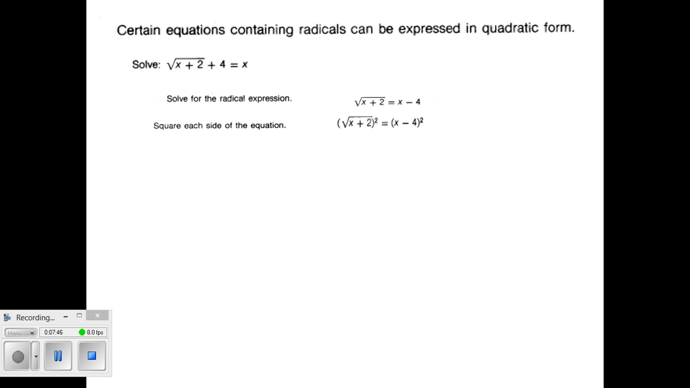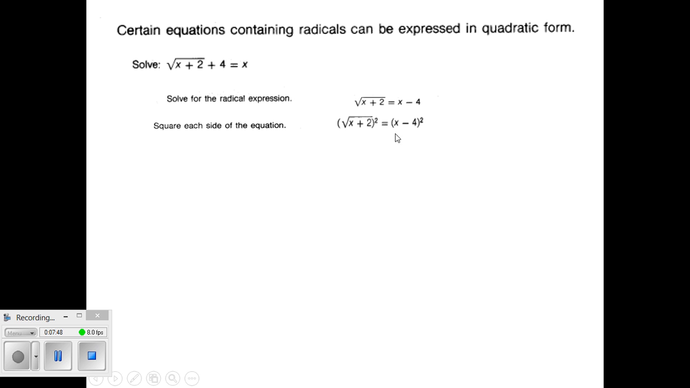Certain equations contain radicals and can be expressed in quadratic form. Okay, so let's take a look at this expression. Anytime you have a radical expression, your best protocol is to try to isolate that radical. So I chose to put the 4 on the other side. Now I'm going to square both sides, and I repeat what I just said.